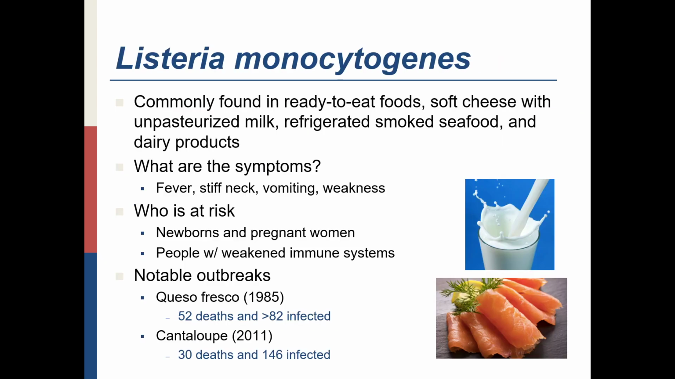Okay, so next one is Listeria, which is commonly found in ready-to-eat foods, soft cheese with unpasteurized milk, so it hasn't had the organisms killed, and then refrigerated smoked seafood and dairy products. The symptoms are going to be fever, stiff neck, vomiting, some muscle weakness, and then again, newborns and pregnant women, anyone with a weakened immune system is going to be the most susceptible. There are a couple outbreaks with queso fresco and cantaloupe, so keep those in mind.